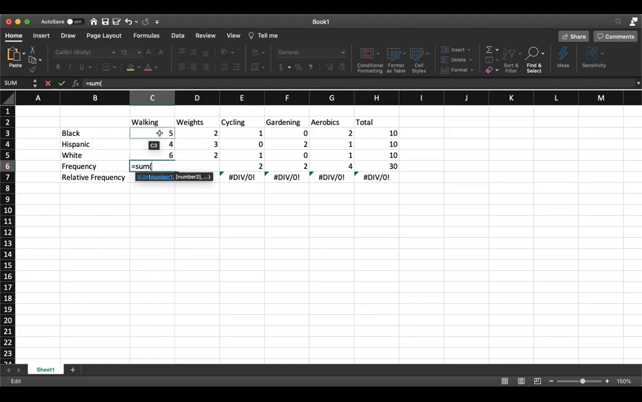And I want Excel to find the sum of this cell right here, C3, this cell right here, C4, and this cell right here, C5. So I'm just going to drag them down. It's going to capture all those right there. So Excel is going to find the sum from C3 to C5. When I do that, I get this right here.